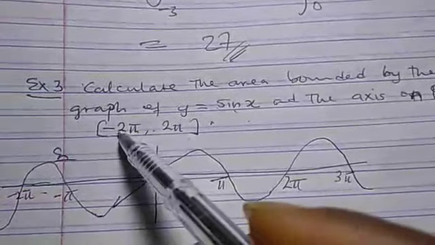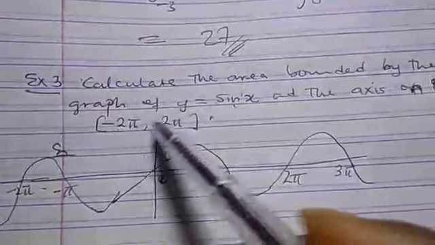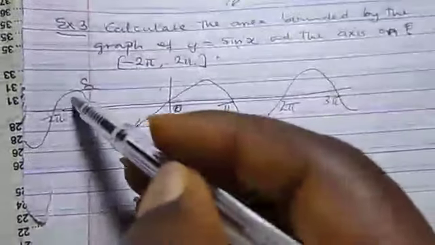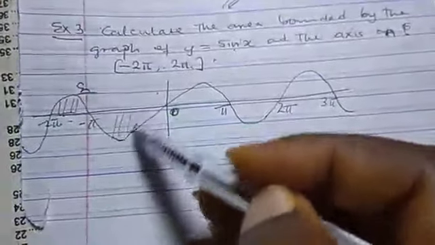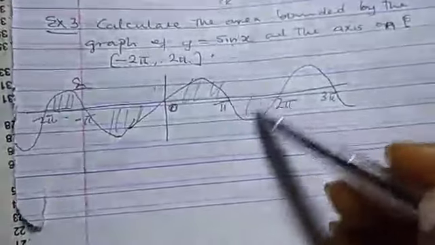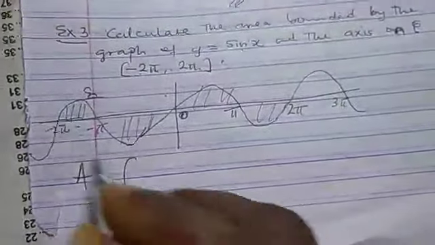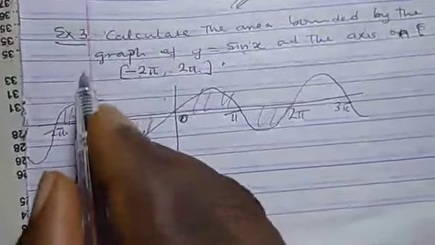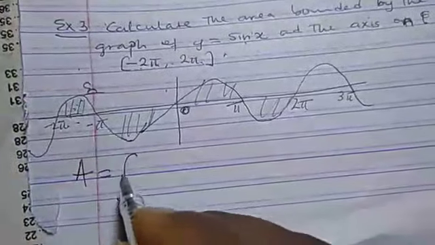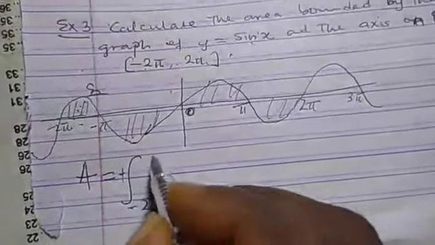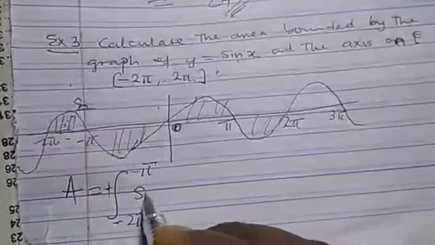But which area are we looking for? We are looking for the area from minus 2 pi to 2 pi, from this place to this place. In that case, the area will start from this side, which is on top, so it is positive. I will say plus, this is minus 2 pi to minus pi. The function is sin x.